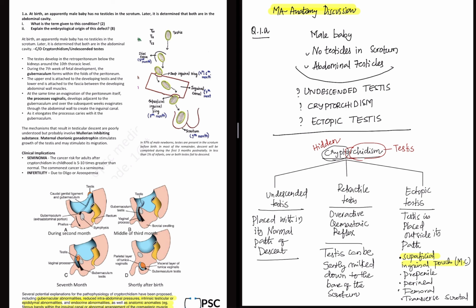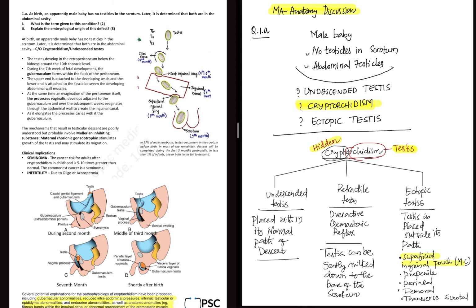You can see they're asking you to explain the term given to this condition. It can be any of these three things. It is important for you to understand the key differences between these three terms. The one very important term, the key term, the principal term is cryptorchidism. Crypto means hidden, orchidism means testis. That means the testis is hidden.